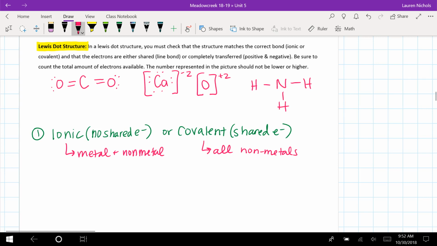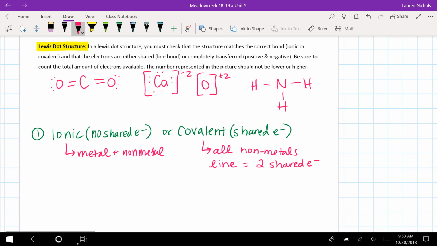One thing we need to know as well is, how do I know if the picture is showing shared electrons or unshared electrons? When you have a line connecting two elements, so for example that double bond or this single bond here, those lines represent shared electrons. One line is equal to two shared electrons. That's going to be really important for us to check. So let's run the first test on each structure.